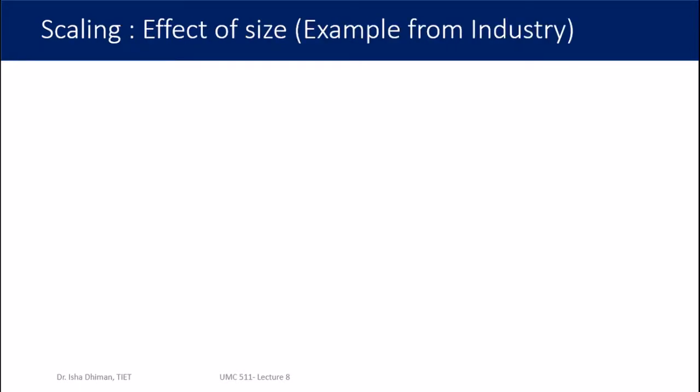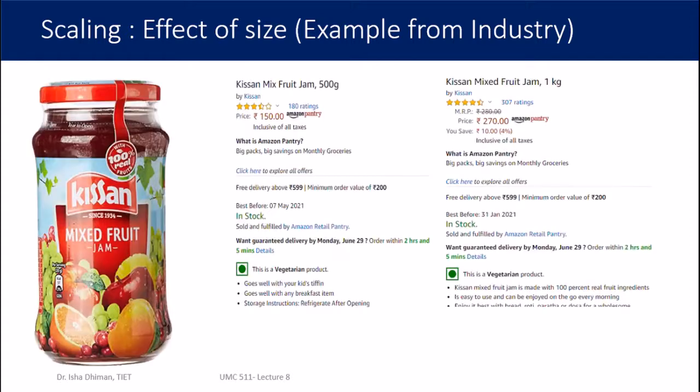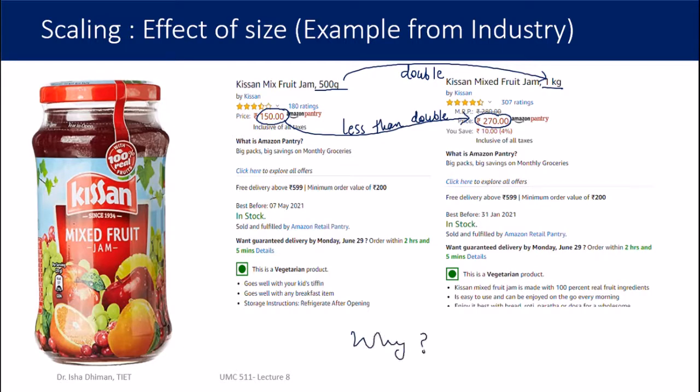Now let's finally go towards the third example, which is the effect of size. This is an example taken from industry. You can see here it's a Kisan mixed fruit jam. If you buy a 500-gram packet of it, the price you have to pay is 150, while for 1 kg it's 270. From 500 g to 1 kg the weight is double, but the price is less than double. So why is this happening?